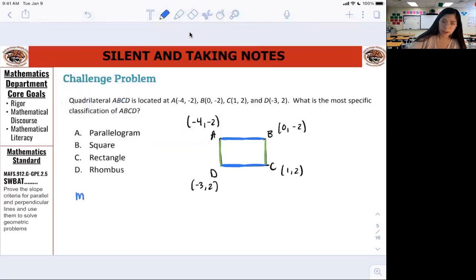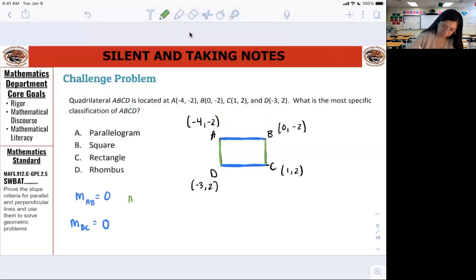So let's start with AB. Who got the slope for AB? Zero over -4, which just simplifies to 0. What about DC? DC is also 0. Good. And I see, Tyrone, that you got AC. We'll get to that in a little bit.